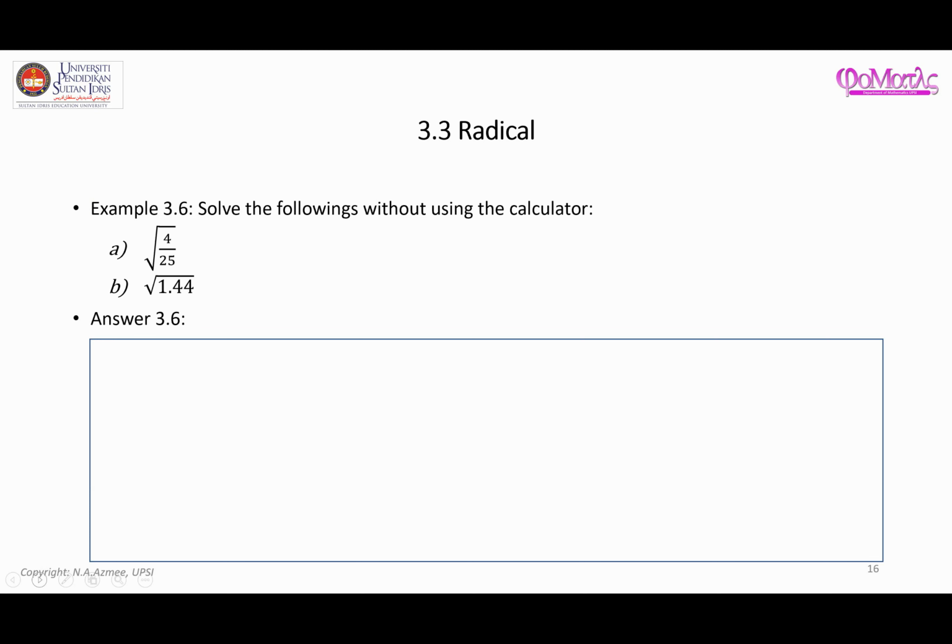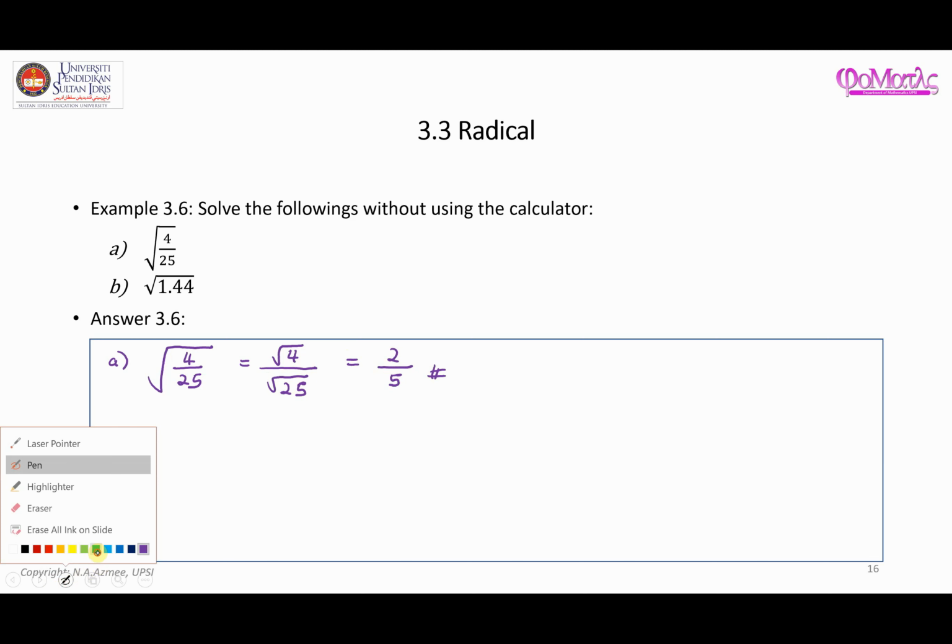Okay, so it says here explicitly that you are not supposed to use the calculator, so we're just going to try and manipulate this. For example, for question A here, we have 4/25, and we know that according to the law which you have seen just now, this is just equal to square root of 4 over square root of 25, and we know that square root of 4 is 2, square root of 25 is 5. So this is quite straightforward.